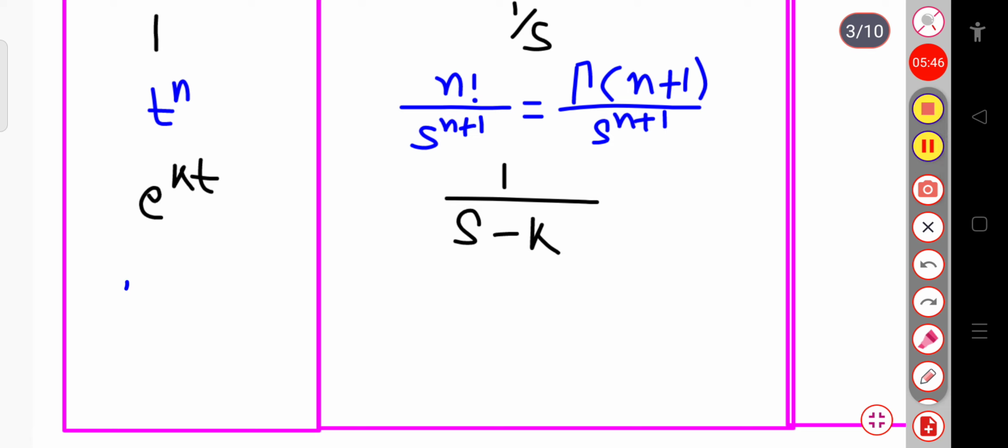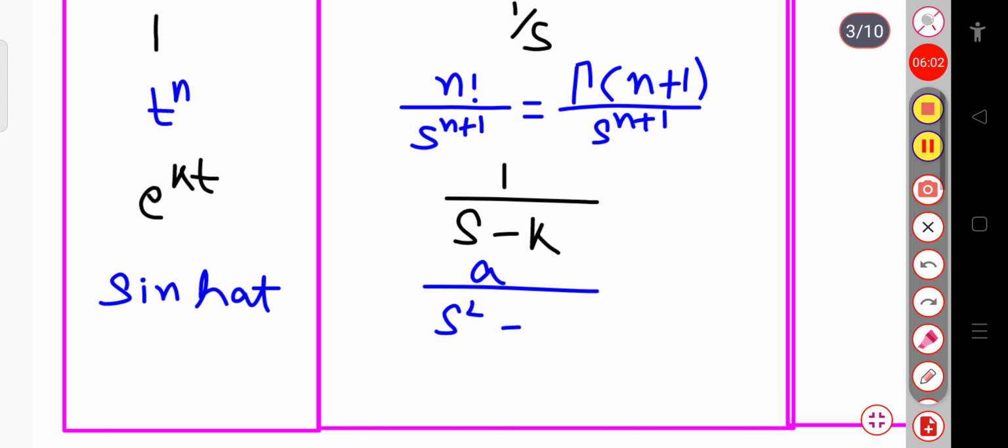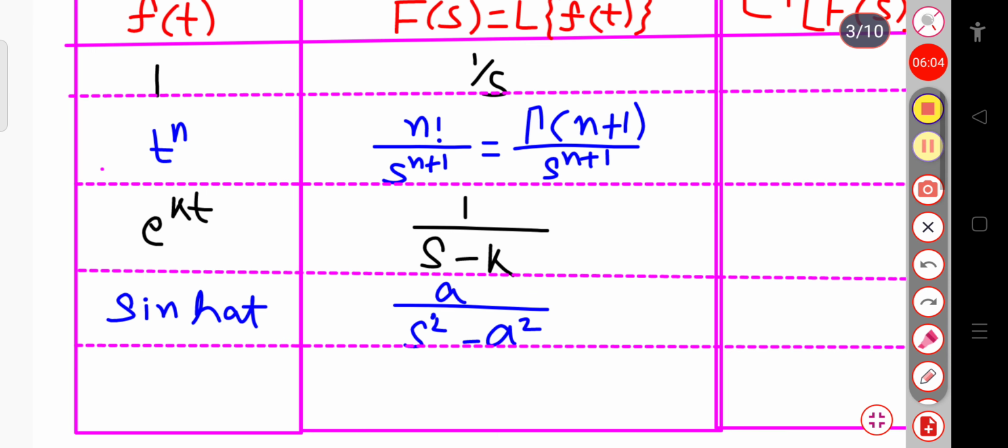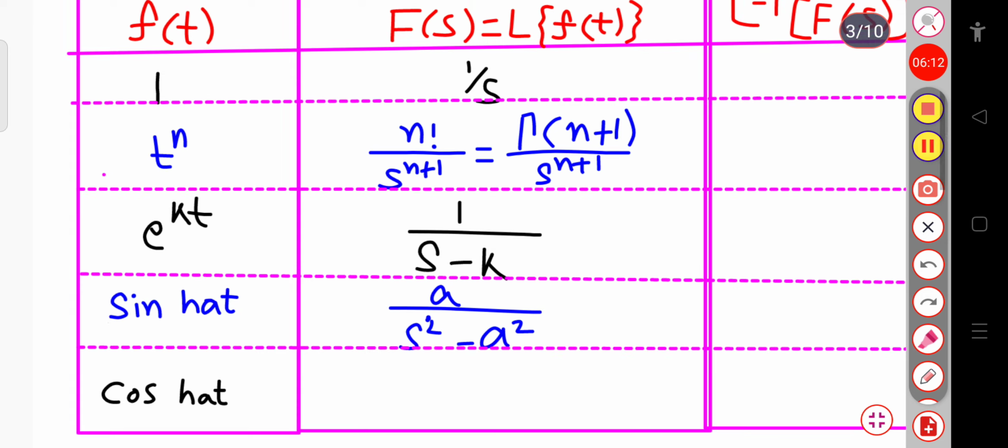Now, if the function is sine hyperbolic at, then the Laplace transform of sinh at will be equal to a divided by s square minus a square. If the function is cosh at, then its Laplace transform can be written as s divided by s square minus a square. This is the Laplace transform of cosh at.